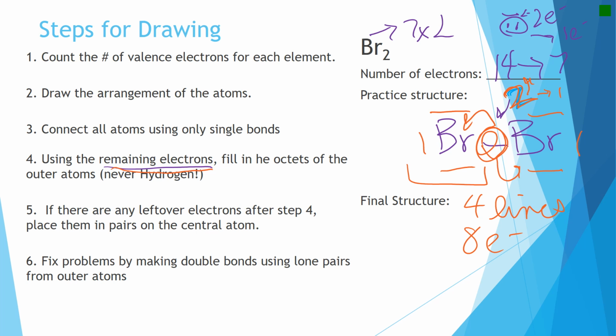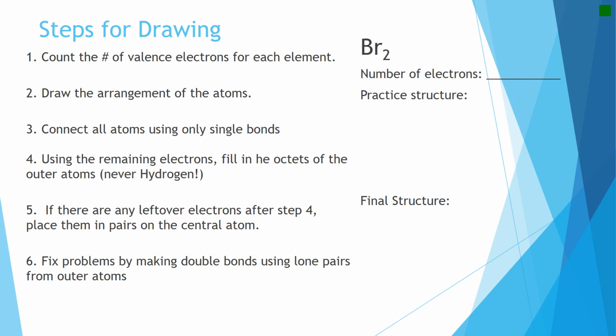So if there are any leftover electrons after step 4, which we don't have any because we had 14 and we used up 14 to draw this, and we don't even have a central atom, we're going to skip this. And then we need to fix any problems by making double bonds. Well, ours is extremely happy because if we relook at our finalized structure, which is Br single bonded to another Br with these 3 lone pairs.